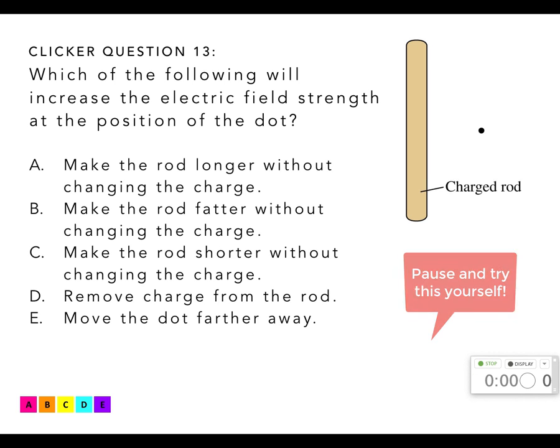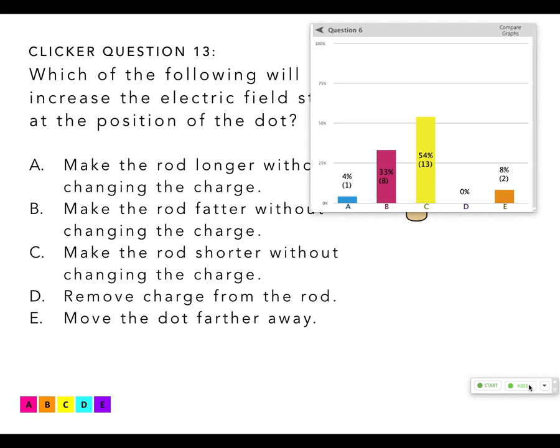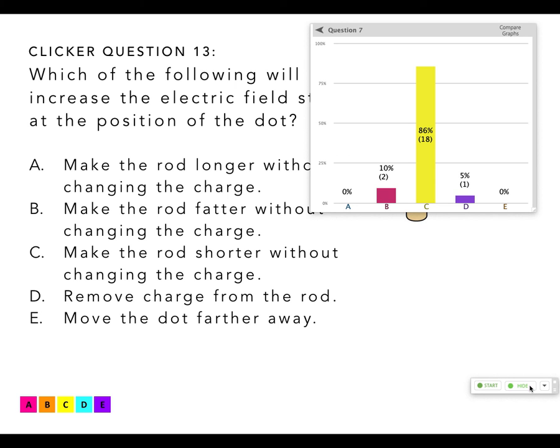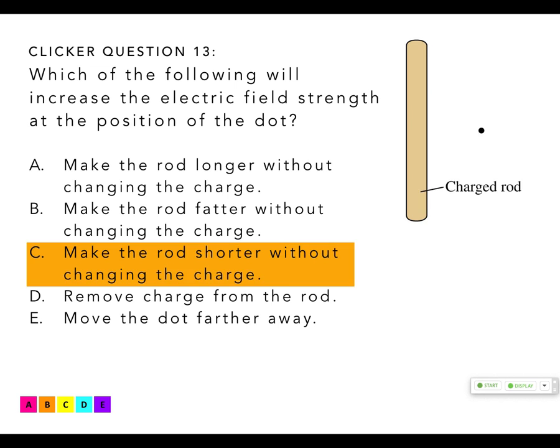So going back to this derivation we just made, we're going to discuss this. We will vote again. All right. Oh, good. Let's see. C is the correct answer. Okay. But let's go through these. If you make the rod longer without changing the charge, what happens? It gets weaker, right? You diluted the charge density, so you're not going to have a strong field.